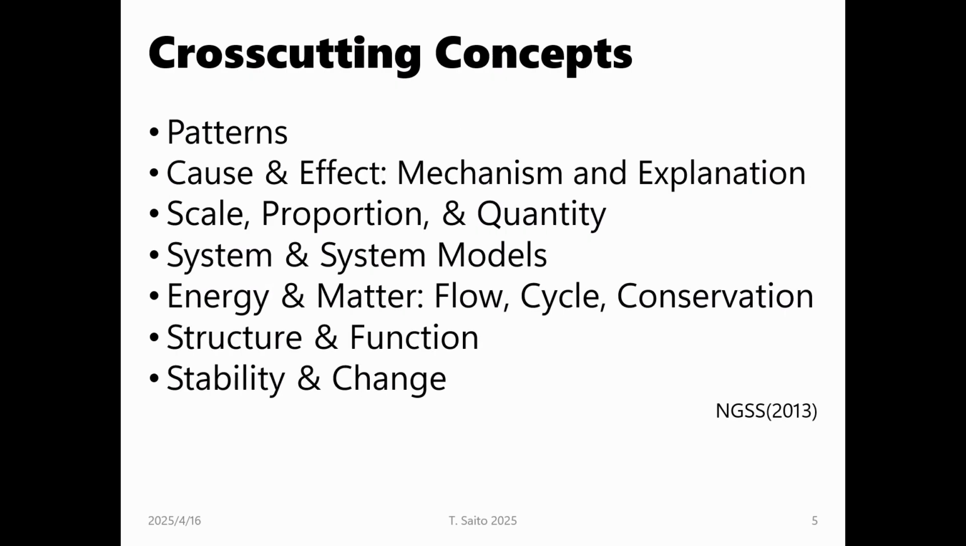The cross-cutting concepts are these 7 in the Next Generation Science Standards in the United States. These are the major cross-cutting concepts, but in history, there are more concepts that can be seen as cross-cutting concepts. So you don't have to limit the cross-cutting concepts within these 7.